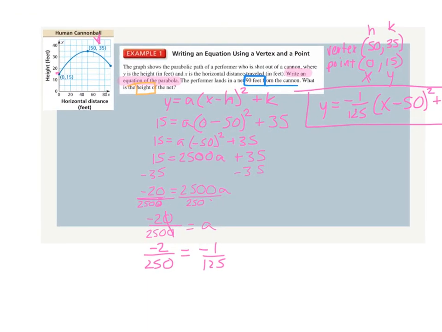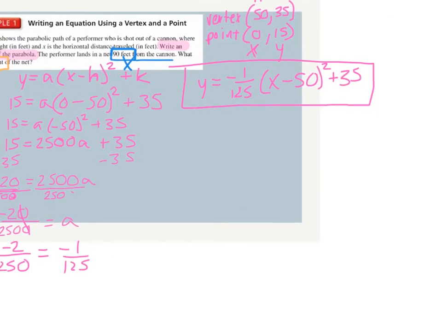So which one's our x and which one's our y, looking at this picture? Is the height the x or the y? Y. The height is the y. So we're trying to find the y. That means 90 feet is our x. So we're going to plug in this 90 for x and solve for y to find out what the height of the performer is going to be at 90 feet.